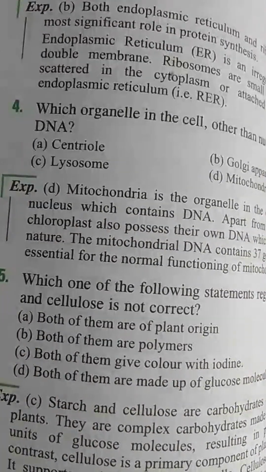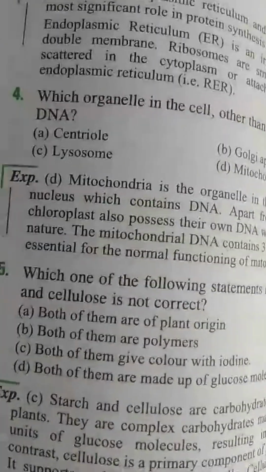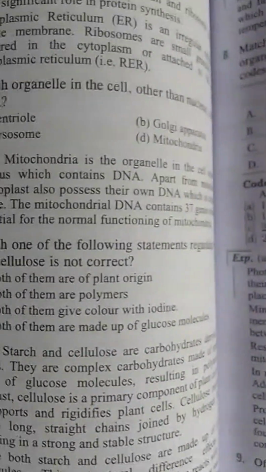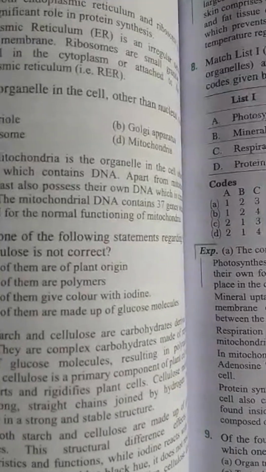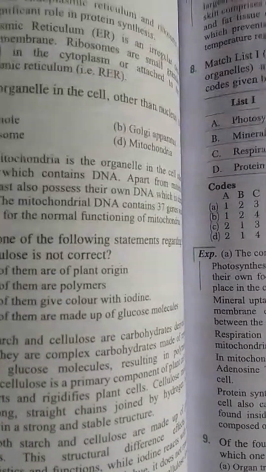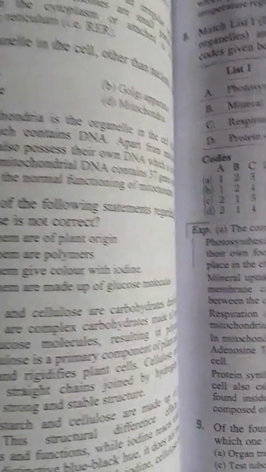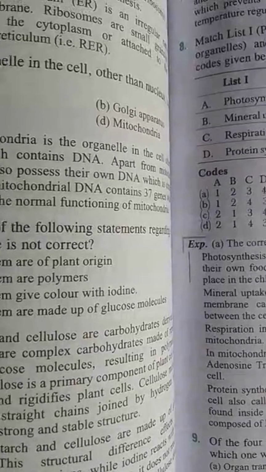What is the organelle in the cell, other than the nucleus, that contains DNA? Mitochondria is the organelle in the cell other than the nucleus which contains DNA. Apart from mitochondria, chloroplasts also possess their own DNA, which is circular in nature. The mitochondrial DNA contains 37 genes, which are essential for the normal function of mitochondria.